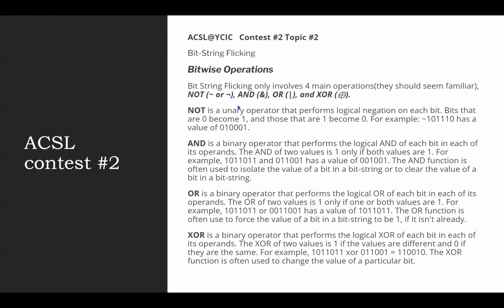This one has 4 main operations: not, and, or, and XOR. Not is an operator that performs logical negation on each bit. So the zeros become ones and the ones become zeros. You change this 1 to a 0 and this 0 to a 1, and you do that for all of them. So that's what not is.